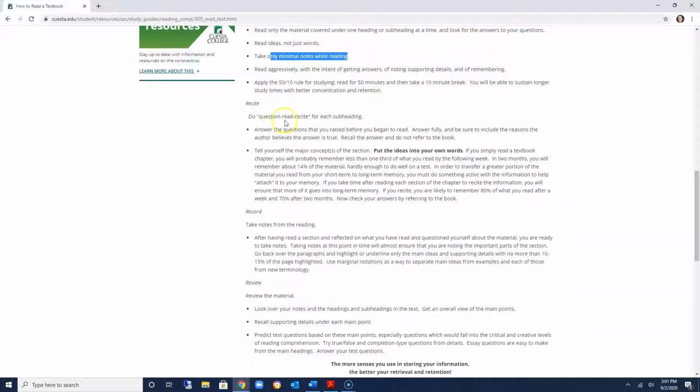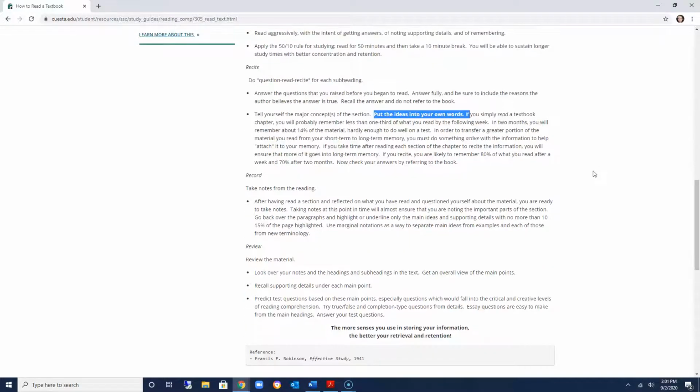When you recite, you're trying to make sure that you put ideas into your own words. I love the fact that Cuesta has bolded that because it is absolutely crucial. I've mentioned it before that if you want something to stick, it has to be personal. In order for something to be personal, you've had to expend the extra effort to put it into your own words.